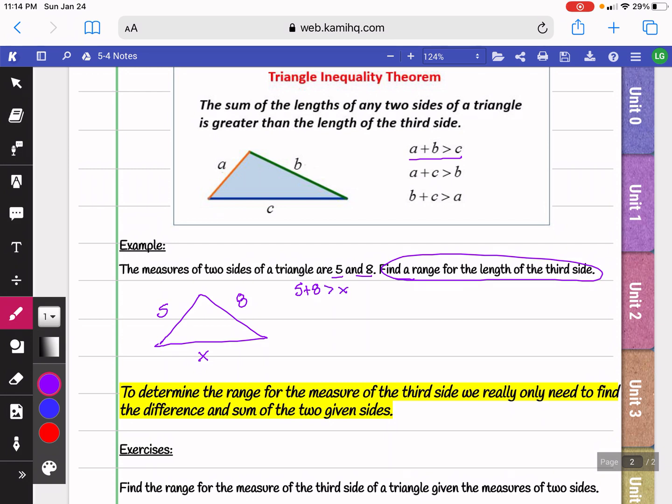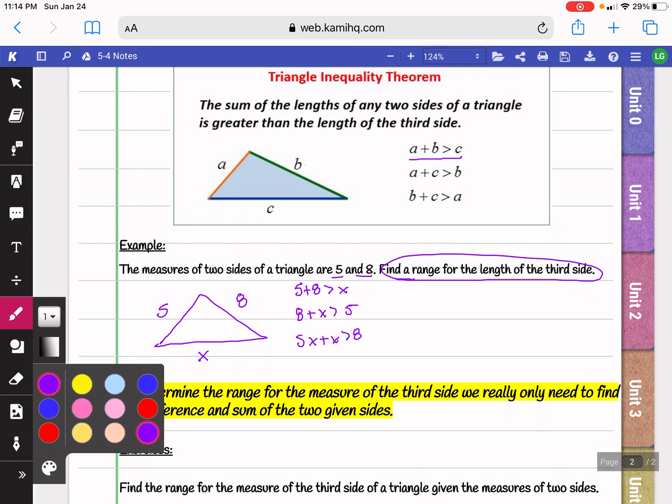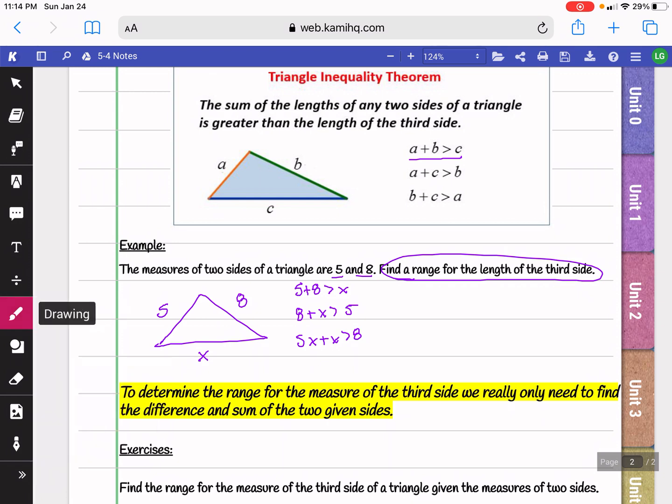And I'm going to do this for all possible combos. So I could also say 8 plus X is greater than 5. And 5 plus X is greater than 8. So I'm combining any two sides and making sure it's greater than the third side. And I'm going to solve these for X. So if I solve the first one, 5 plus 8 is 13. So I get 13 is greater than X.